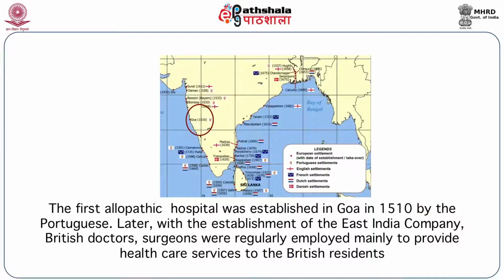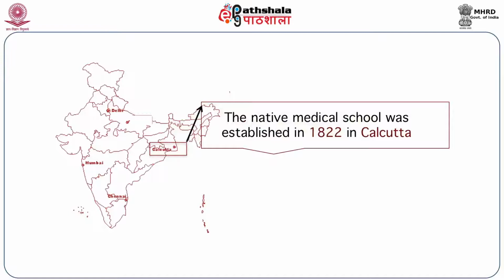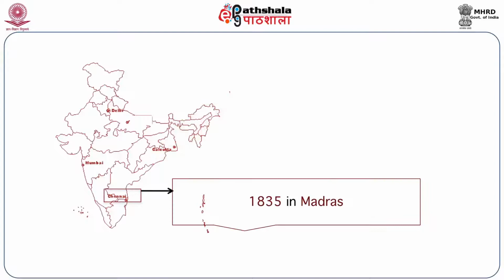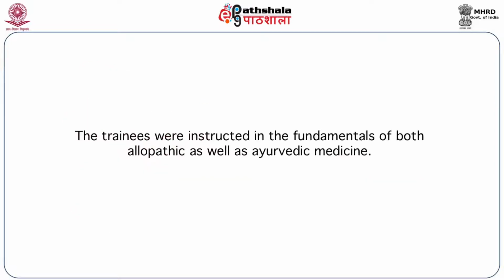Later, with the help of the East India Company, British doctors and surgeons were regularly employed to provide healthcare services under the British residents. The native medical school was established in 1822 in Calcutta and in 1835 in Madras, and the trainees were instructed that the fundamentals of both allopathic medicine and Ayurveda were more or less the same, and that is how they started attracting Indian medical students into the allopathic fold.